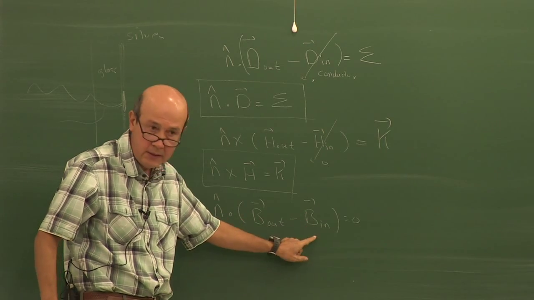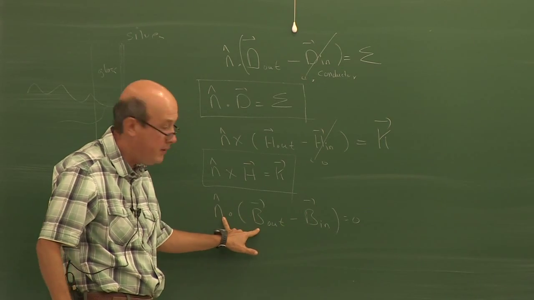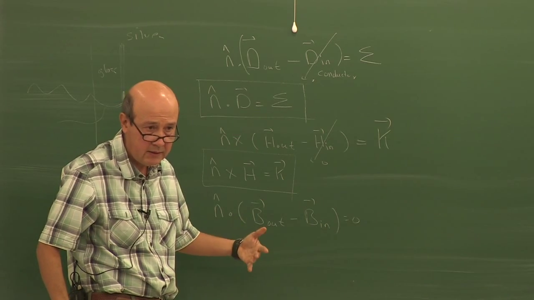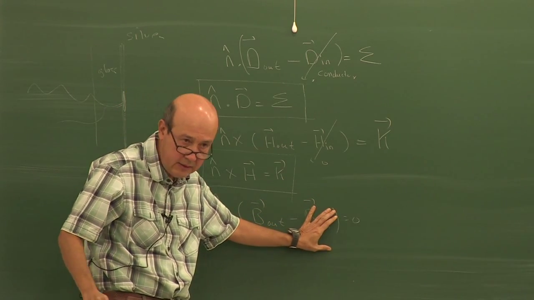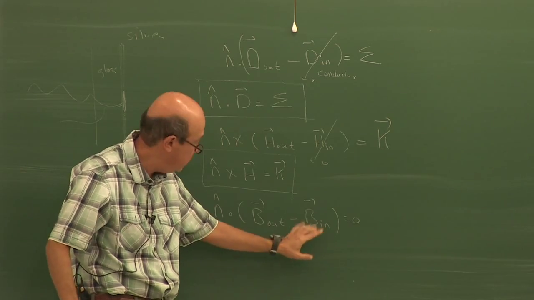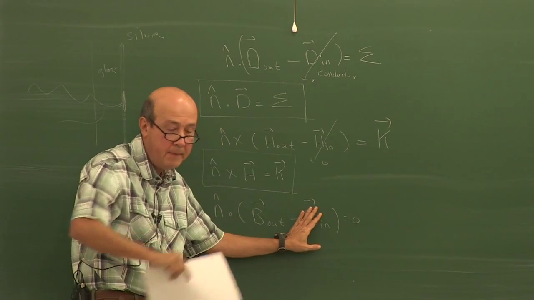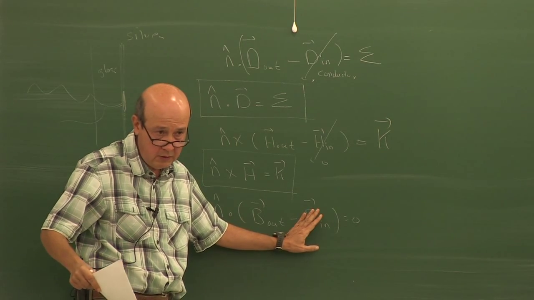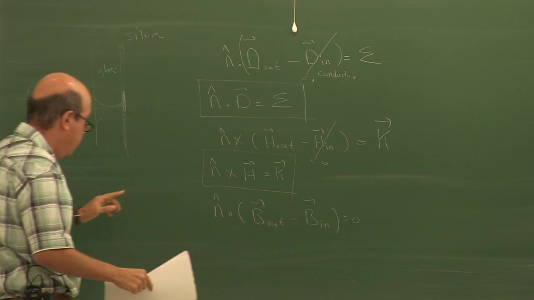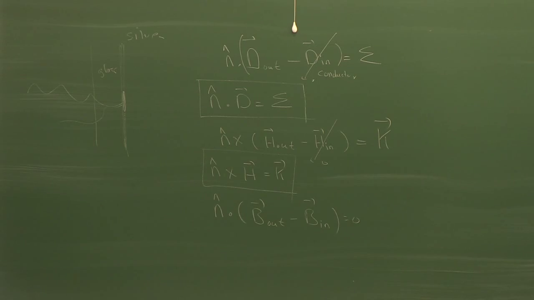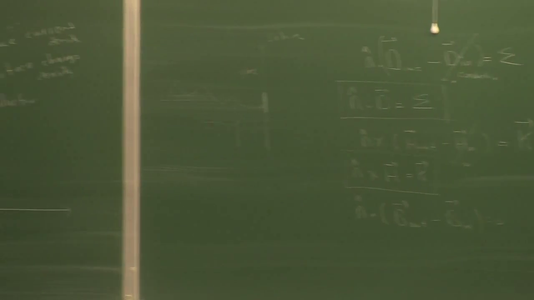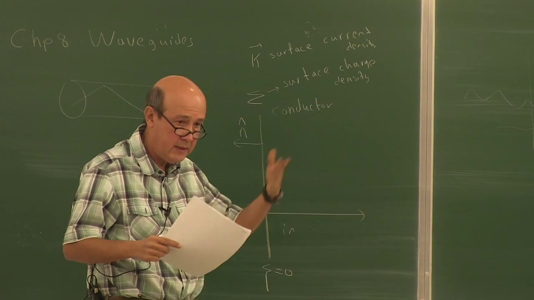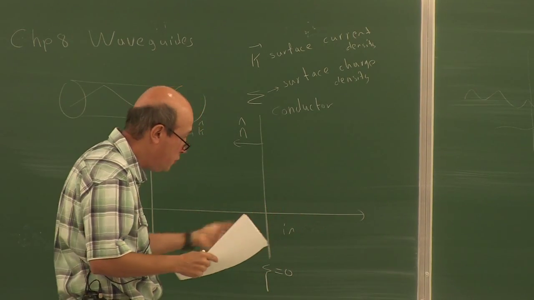So if this is zero, then the normal component of the B has to be what? If you say there's no field in the conductor, then the perpendicular component of what? B has to be what? Zero. Or close to zero. So from that, if you decompose the components of the E and H parallel to the surface and perpendicular to the surface, the situation is the following.